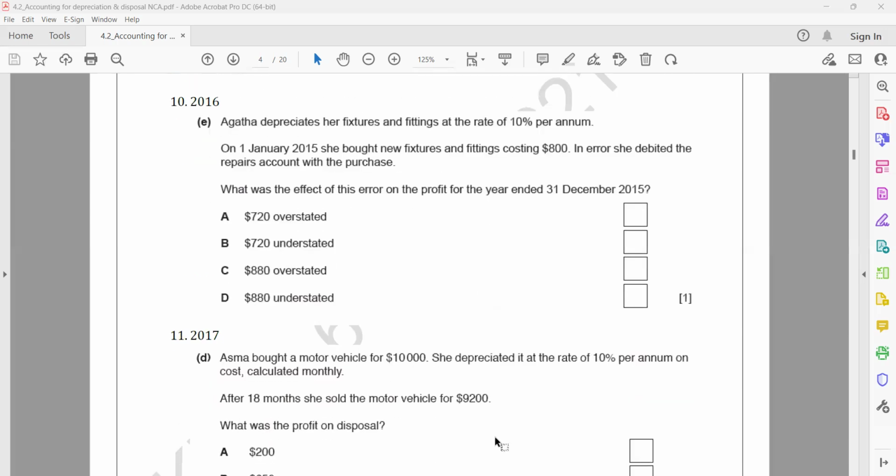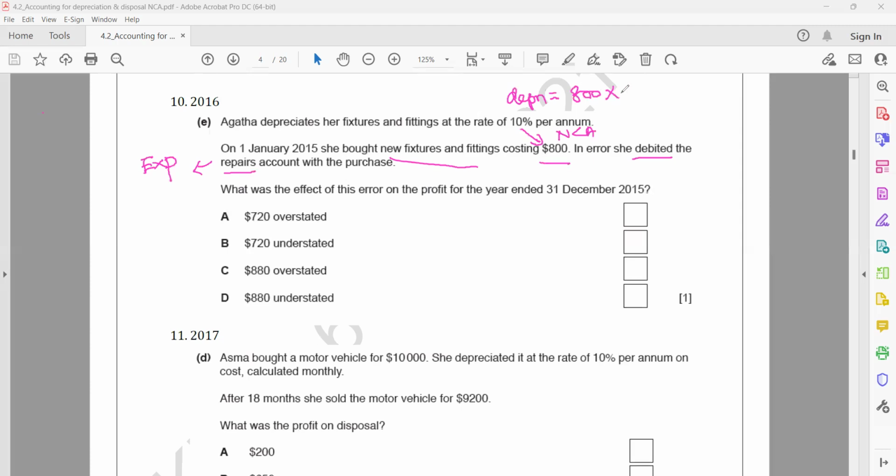Question 10. Here, depreciate 10% and then bought the new 800. In error, she debited repair account. Supposedly, this one is under non-current asset, but it went under expenses. Okay. What was the effect of this error on the profit for the year? This one supposedly 10% depreciation.